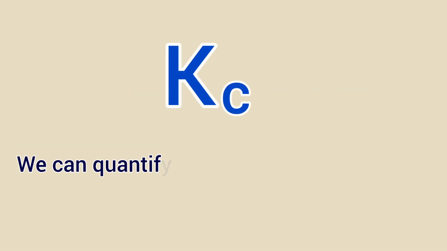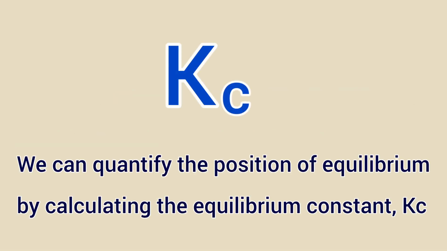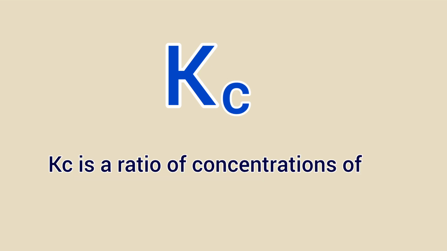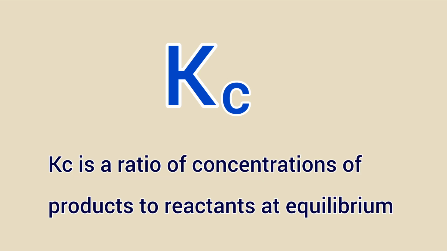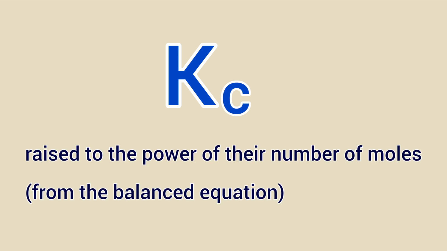We can quantify the position of equilibrium by calculating the equilibrium constant Kc. Kc is a ratio of products to reactants at equilibrium, raised to the power of their number of moles.